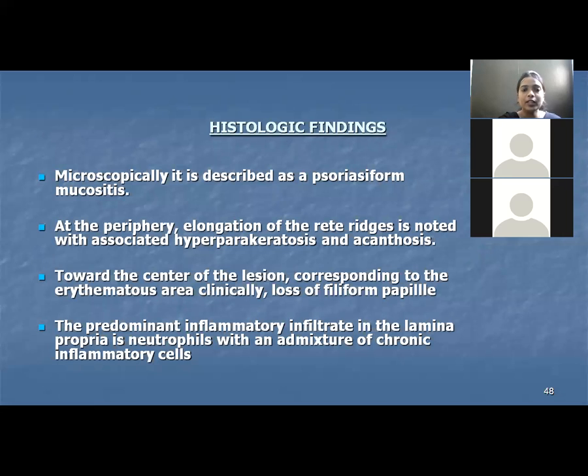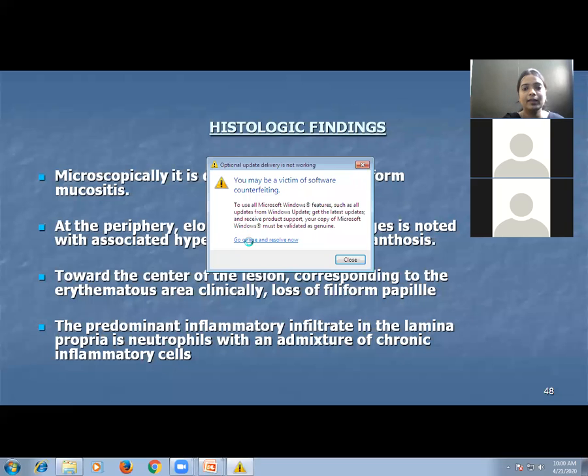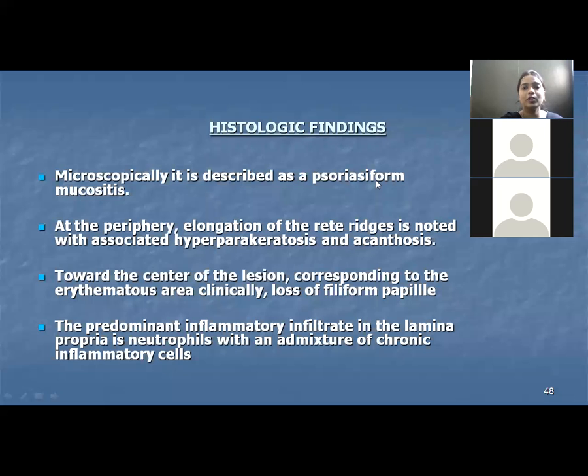At the periphery of the lesion, there is elongation of the rete ridges, meaning thin and slender rete ridges, in benign migratory glossitis, with associated hyperparakeratosis. What is hyperparakeratosis? It is the abnormal thickening of parakeratin. The normal keratin layer is two layers, but in hyperparakeratosis, there may be 5 to 6 layers of keratin, and acanthosis is there. What is acanthosis? It is the increased thickness of the stratum spinosum layer toward the center of the lesion, meaning the erythematous area.